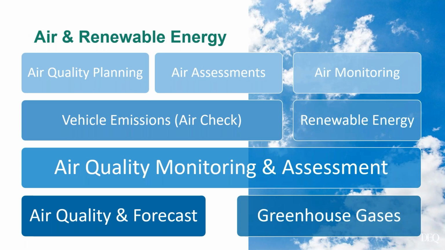The core responsibilities of DEQ's Air and Renewable Energy Division focus on vehicle emissions, also known as air check. This program was established in 1982 as an important part of Northern Virginia's air quality plan, with vehicle emissions identified as the largest single source of toxic and smog-forming air pollution in Northern Virginia, as well as in most of the country. The goal of the emissions inspection program is to ensure that vehicles operate as cleanly as possible.